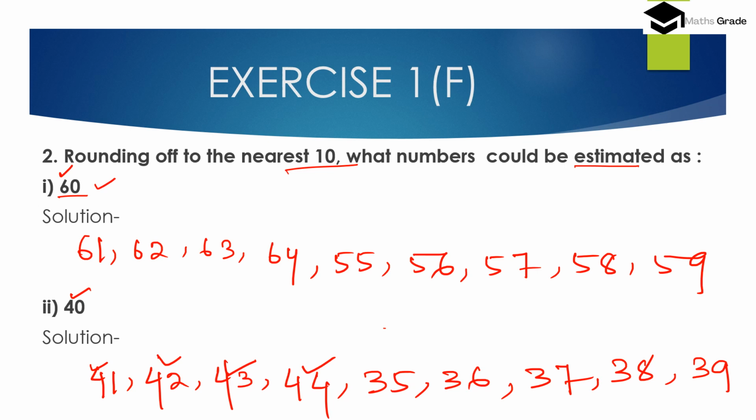So the numbers are 41, 42, 43, 44, and 35, 36, 37, 38, 39. These are the numbers which, rounded to the nearest 10, give 40.